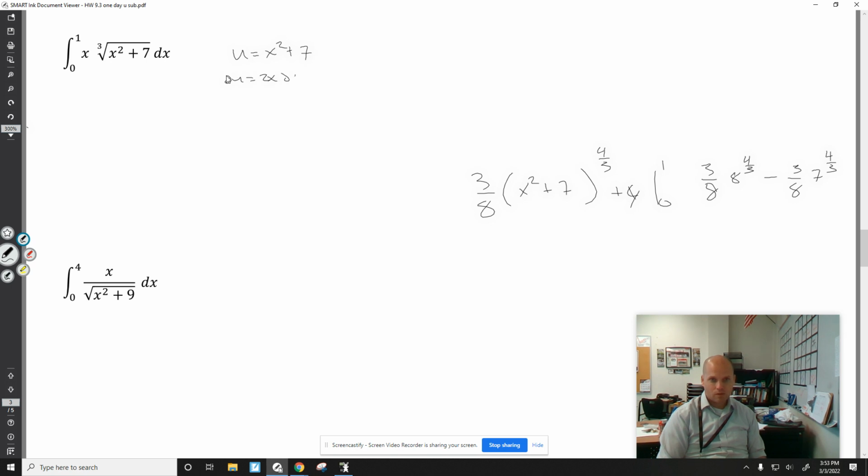Using u-substitution, changing our boundaries. 1 over 2x du equals dx. We got integral x. I'm going to write it as u to 1/3. This is 1 over 2x du. The x's cancel. I'm going to take the antiderivative of this, but after I change my boundaries: if x is 0, u is 7. If x is 1, u is 8. There's that 7 to 8, 7 and 8. So I'm going to antiderive 1 half u to the 1/3 from 7 to 8.